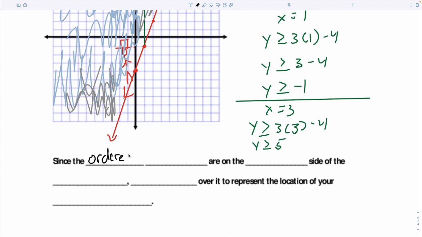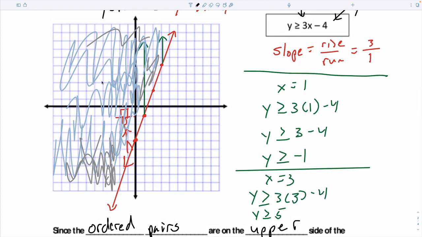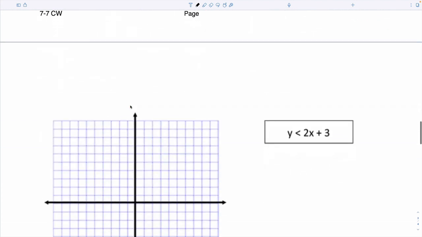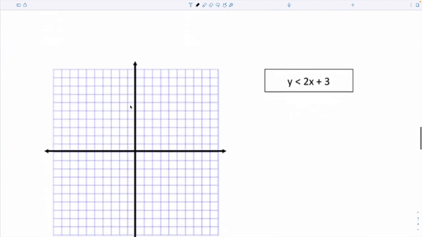Since the ordered pairs are on the upper side of the line, shade over it to represent the location of your solutions. So you're basically going to have a graph that looks just lightly shaded with your pencil on one side of the line for your answer. What does that mean? We'll look more into it in this one, but that's how you graph it.